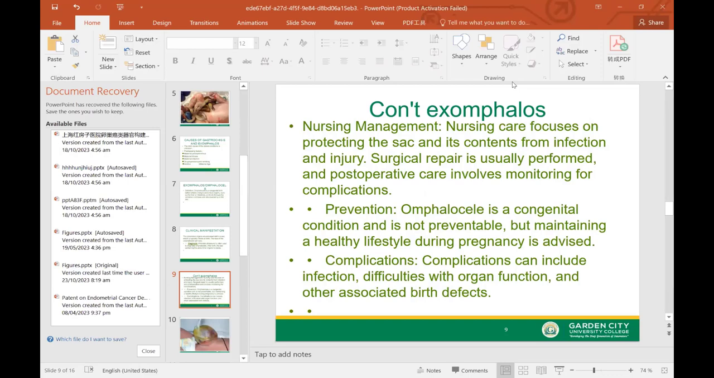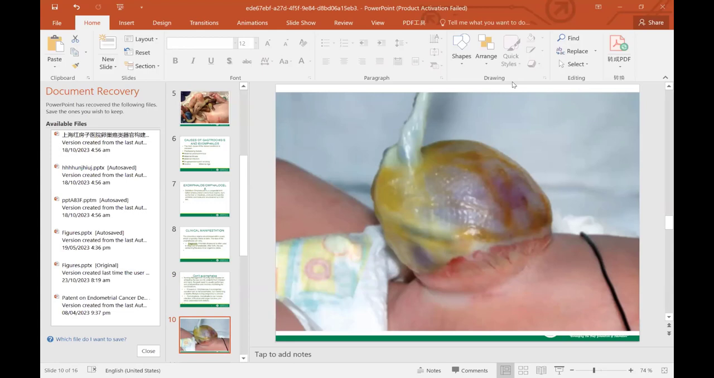Nursing management. Nursing care focuses on protecting the sac and its contents from infection and injury. Surgical repair is usually performed and postoperative care involves monitoring for complications. Prevention: omphalocele is a congenital condition and it's not preventable, but maintaining a healthy lifestyle during pregnancy is advised. Complications can include infection, difficulties with organ function, and other associated birth defects. So this is a picture of the omphalocele. As you can see, with gastroschisis the organs are exposed, but with the omphalocele the organs are protected in the membrane.